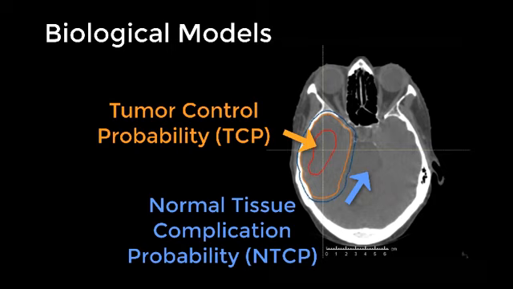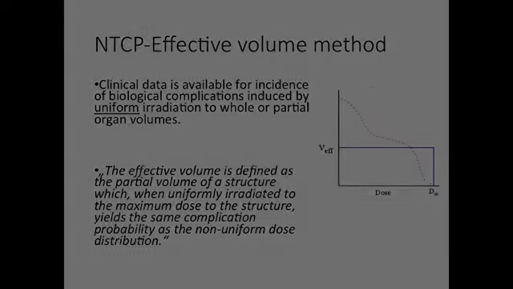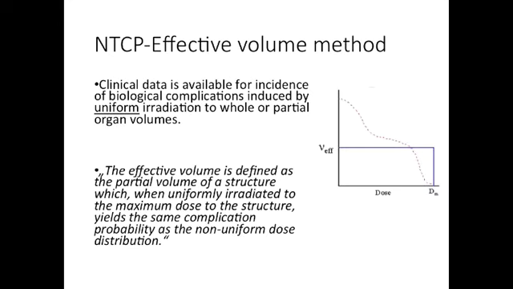All right, so now I'm going to look at this other dimension of the problem, which is the normal tissue complication probability, NTCP, which we also need to think about and model. This is relatively simple compared to what we just saw. Clinical data is available for the incidence of biological complications, and that's induced by uniform radiation of either part of an organ or the whole organ. So we have that data.